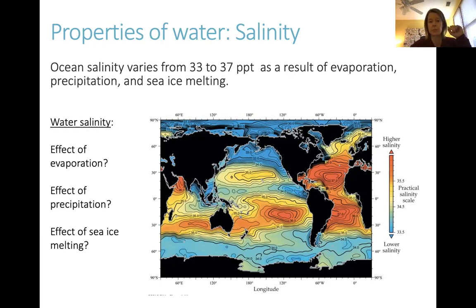You have a lot more fresh water coming in, which is why you see up here these really cold areas, there's sea ice melting, and that's going to decrease salinity. Right around, I guess, kind of below the equator here, in these warmer areas, you get a lot of evaporation because of the heat and increased salinity. So definitely know, if I gave you some examples of differences in evaporation or precipitation or sea ice melting, how that would affect an ocean's or an area's salinity.